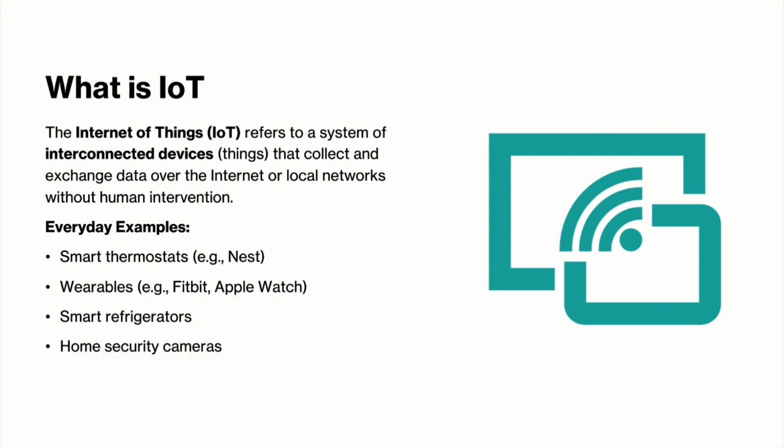Think about your daily life. If you use a smart thermostat like Nest, it adjusts the room temperature automatically. If you wear a Fitbit or Apple Watch, it tracks your steps, monitors your heartbeat, and even sends you reminders to stay active. Your refrigerator might tell you when you are out of groceries. Security systems send alerts to your phone if they detect any motion.